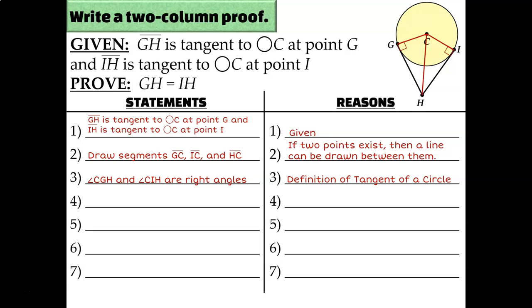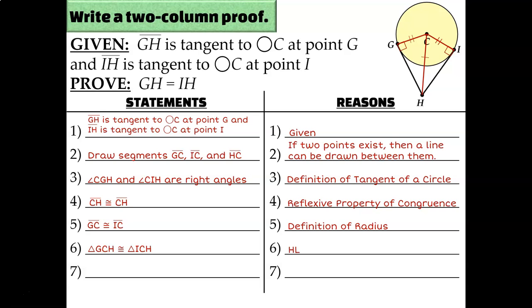I can also see that those two triangles share a side. CH must be congruent to CH by the reflexive property of congruence. And since CG and IC are both radii of circle C, they must be congruent to each other by the definition of radius. So I can now show that those two triangles are congruent to each other by HL. They're both right triangles, their hypotenuses, CH, are congruent to each other, and they have a pair of legs that are congruent to each other, so the triangles must be congruent to each other.